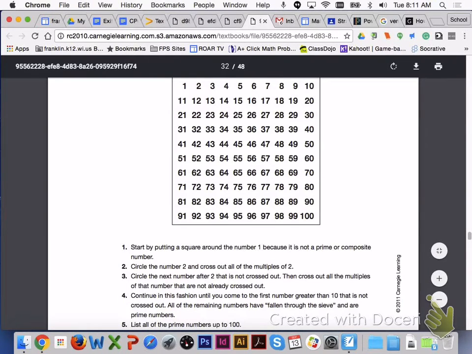The figure shows the first 100 numbers written in numerical order in an array. What I would like you and your group members to do is follow the step-by-step directions starting with number 1. You're going to start by putting a square around the number 1 because it is not a prime or composite number. From there, follow steps 2 through 5, and I'm going to give you a little hint. You should have 25 prime numbers that are listed after you are done. So go ahead and complete the rest of the steps with your group members.